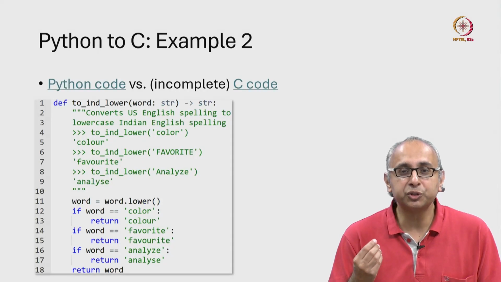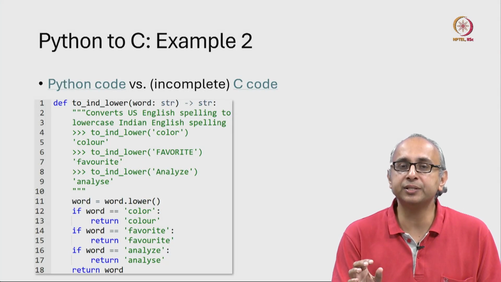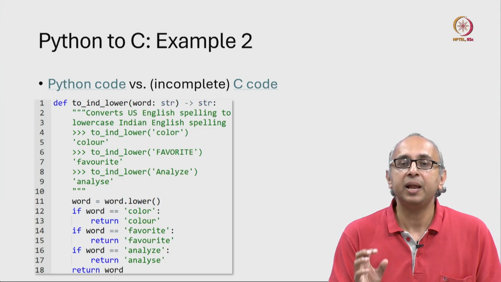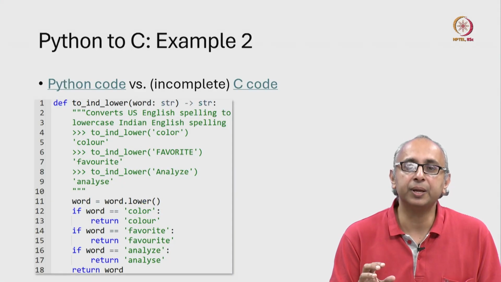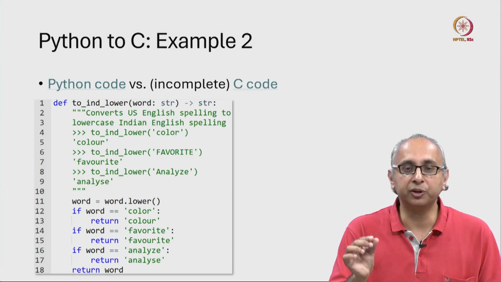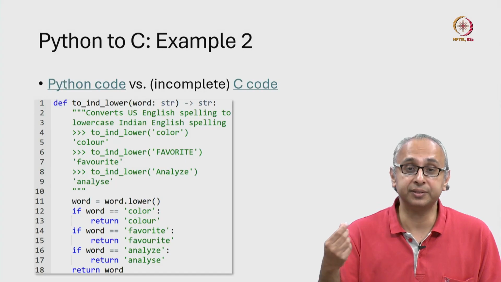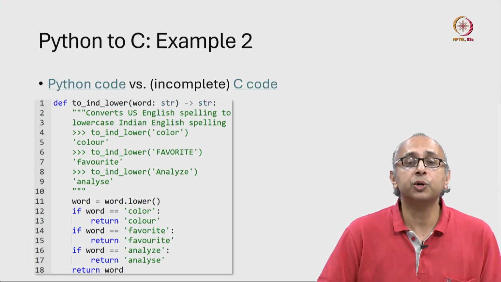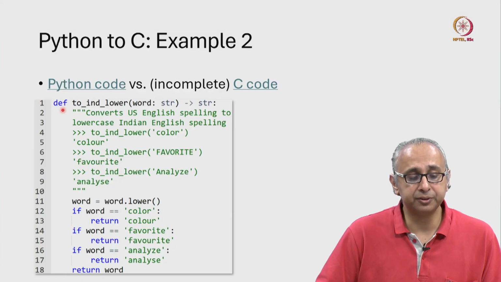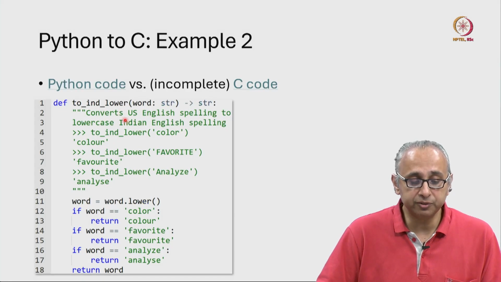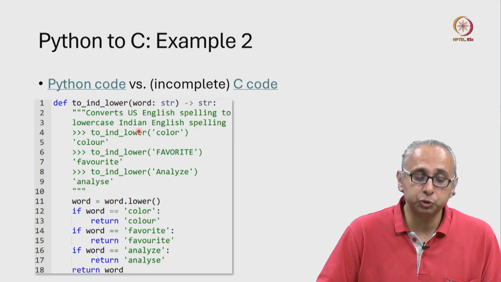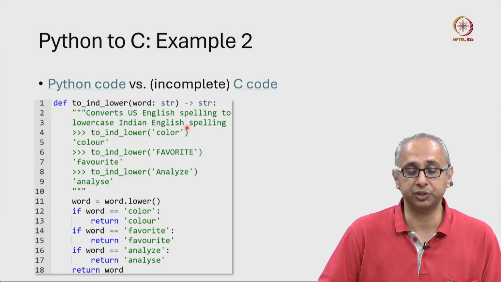So now that we have understood the basics of how strings are represented in C, let us try and write a function that takes a string argument and returns a string as its return value. As an example, let us consider this function, toIndLower. This converts US English spelling to lowercase Indian English spelling.